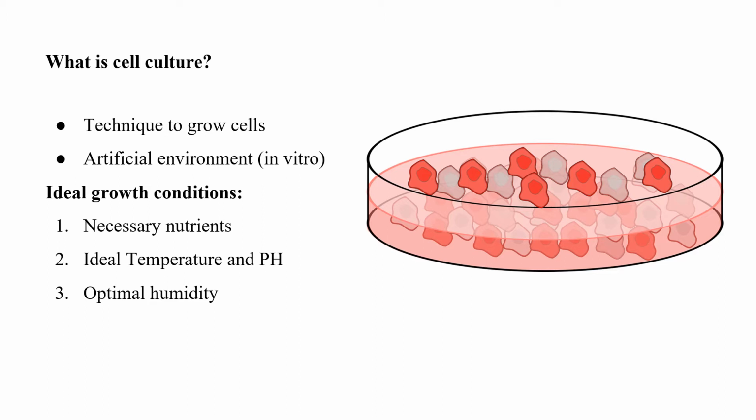And what are these conditions? We have to provide the necessary nutrients to the cells, like amino acids, growth factors, and glucose. Ideal temperature and pH should be maintained so that the cells will grow and divide, and there will be no stress on the cells. The ideal temperature is our body temperature, 37 degrees centigrade, and the pH is the physiological pH, which is 7.4. Optimal humidity is also maintained in cell culture to grow these cells well.